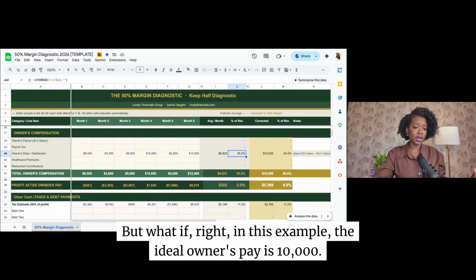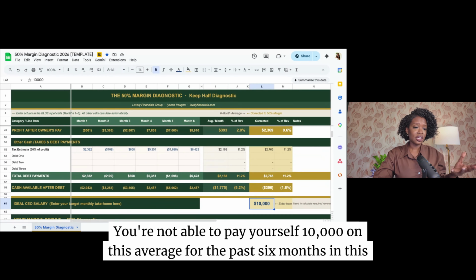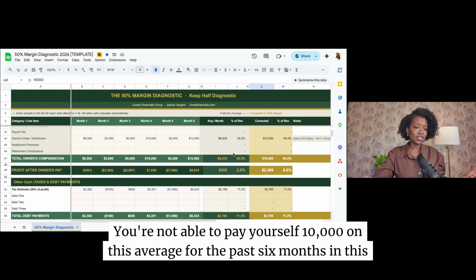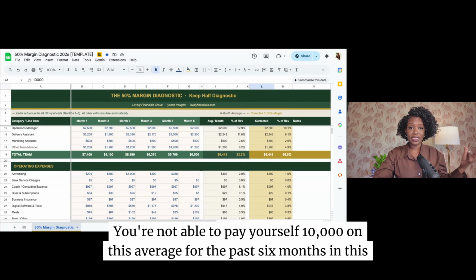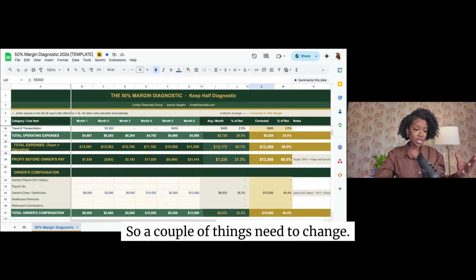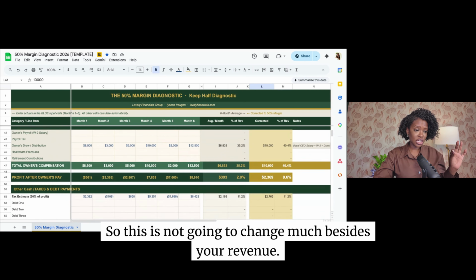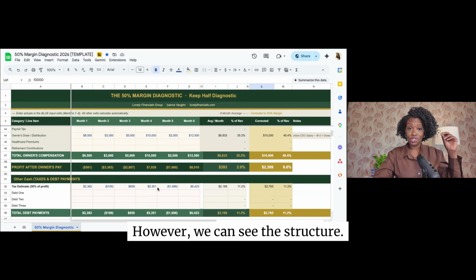But what if, right? In this example, the ideal owner's pay is 10,000. You're not able to pay yourself 10,000 on this average for the past 6 months in this business example. So a couple of things need to change. So this is not going to change much besides your revenue. However, we can see the structure.